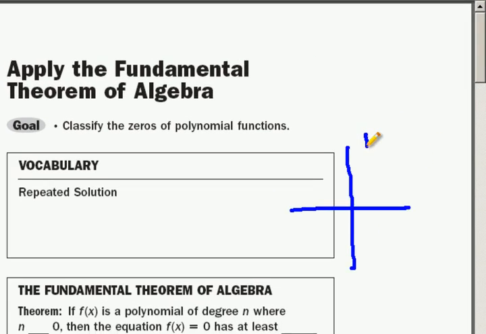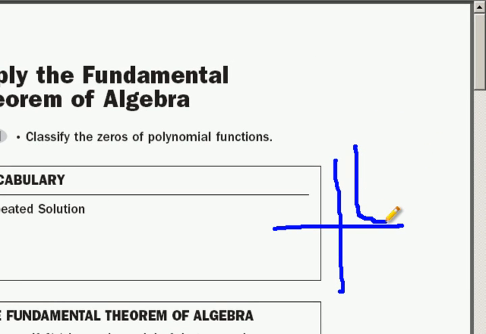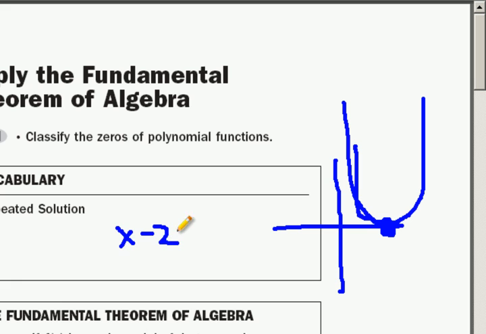That means if I were to graph a parabola and it comes down, barely touches, and goes back up, right here we would have two zeros. That might be x minus 2 quantity squared. Here 2 is one of my zeros, but there are two of them at that one place. That's the concept of repeated zeros.